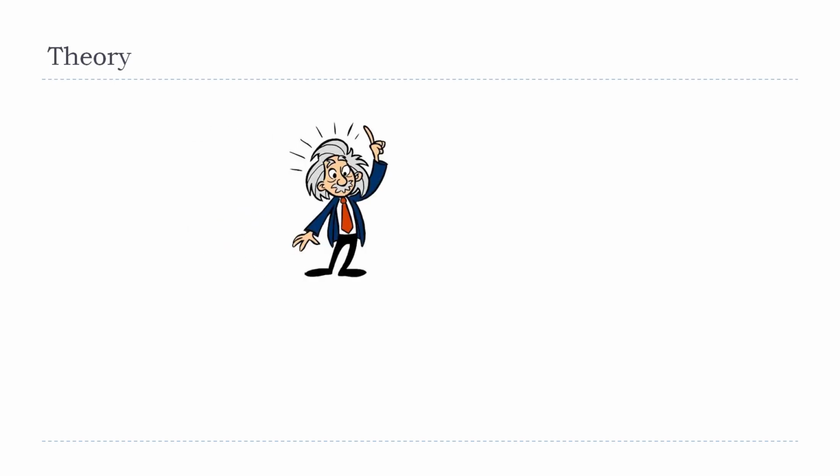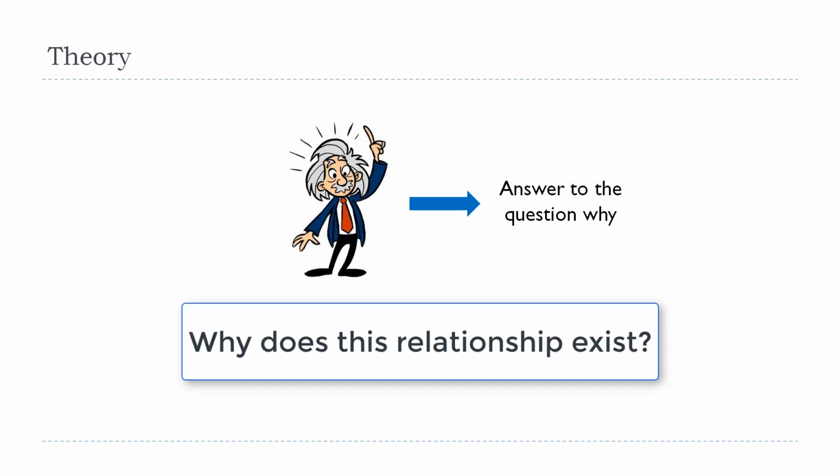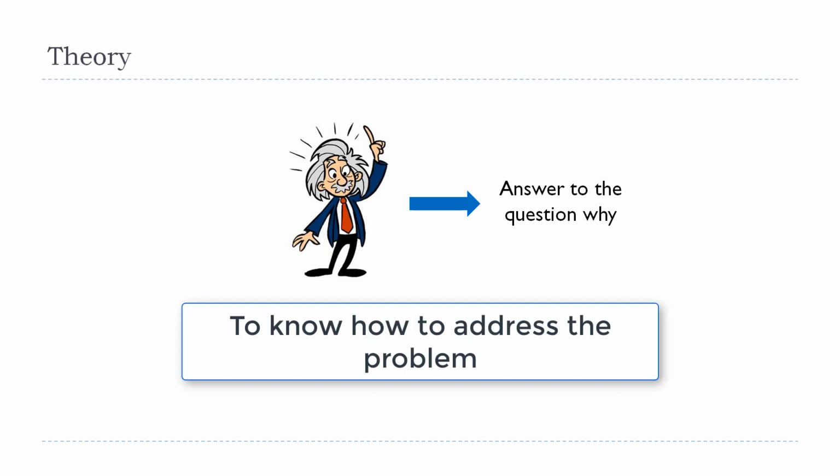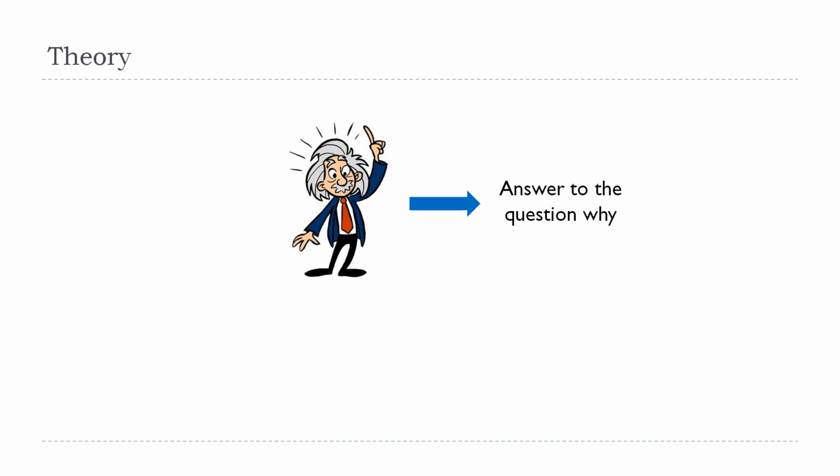Okay, so let's see. A theory is the answer to the question, why? So if we have a relationship that we think exists, like child abuse leading to teen substance abuse, then we have to ask ourselves, okay, well then why does this relationship exist? We need to know the answer to the question why in order to know what to do with it, how to solve the problem. So that's sort of the simplest definition of theory. That's the one I like to use.